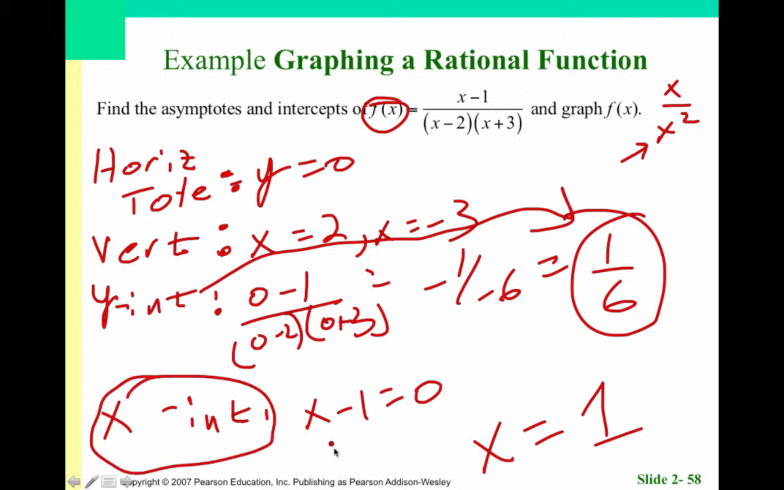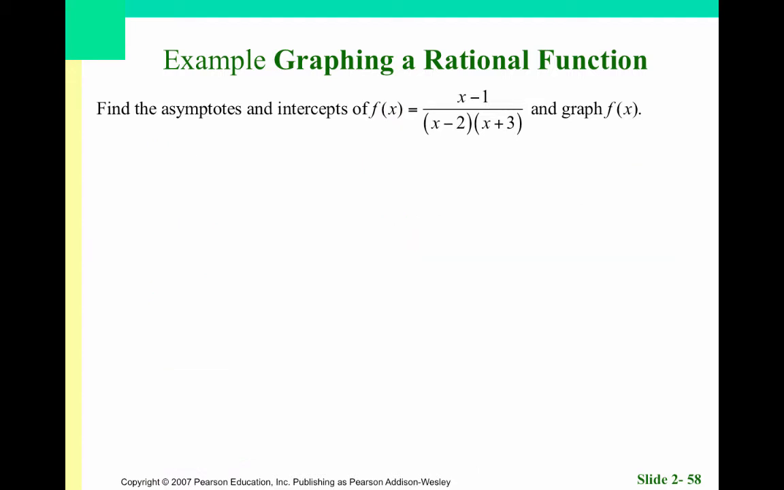Those are the 4 things you're going to have to do for 2.6. Horizontal asymptotes, you're going to find the lead term on top and the lead term on the bottom. Vertical asymptotes, set the denominator equal to 0. X-intercepts, set the numerator equal to 0. Y-intercepts, put in x equals 0 everywhere you see x, and then you're good.